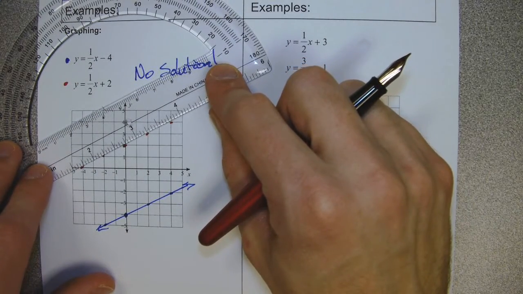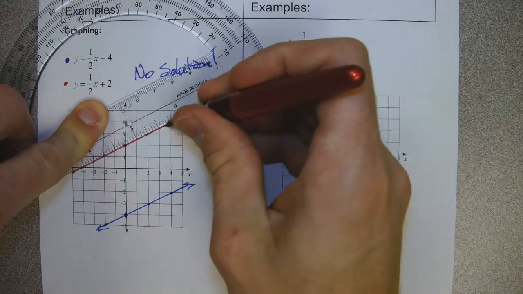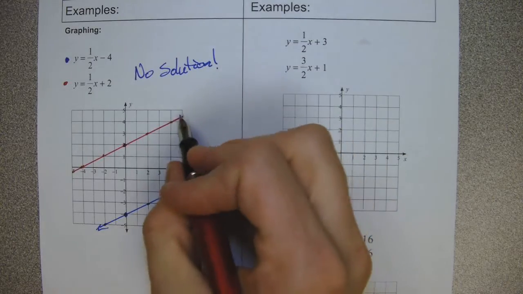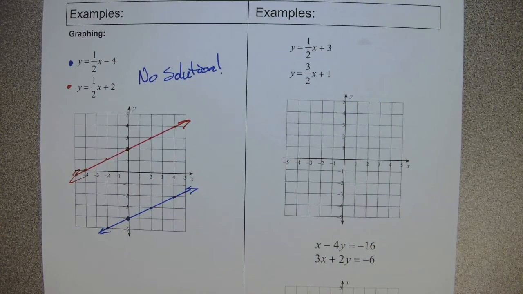They do not cross. It's not a matter that they just don't cross in the grid that we can see. It's that indeed they are parallel. They're exactly that same distance all the way through. They will never cross. All right. There it is.